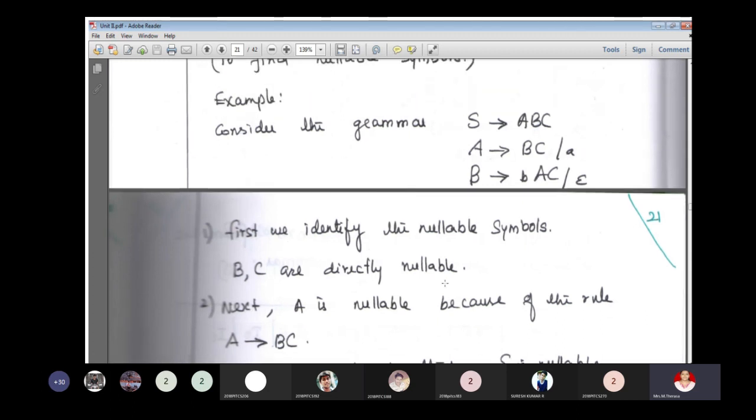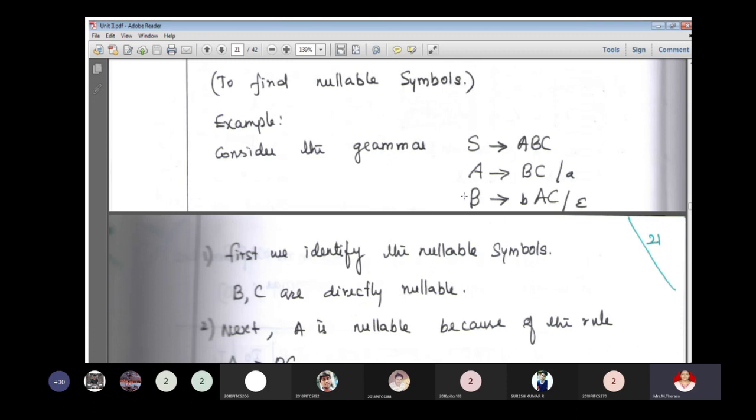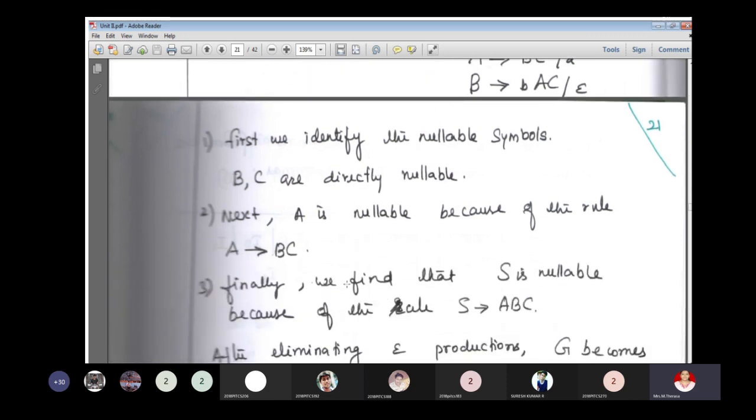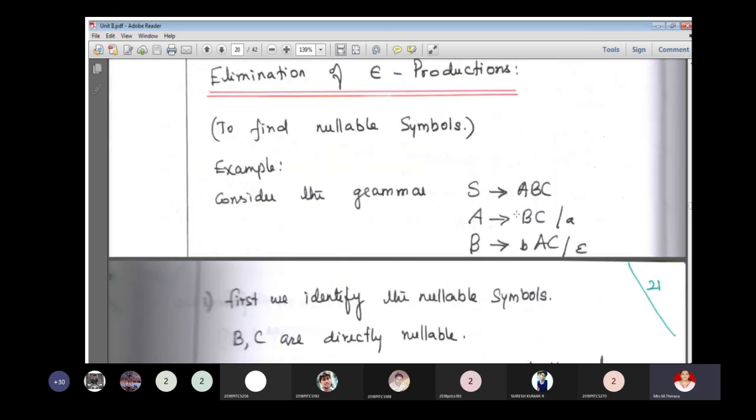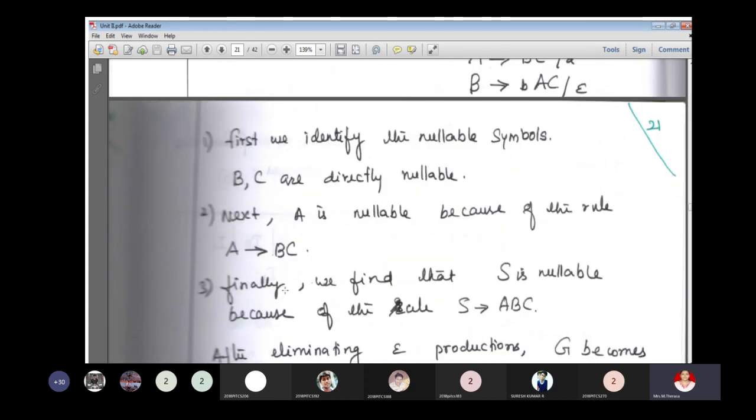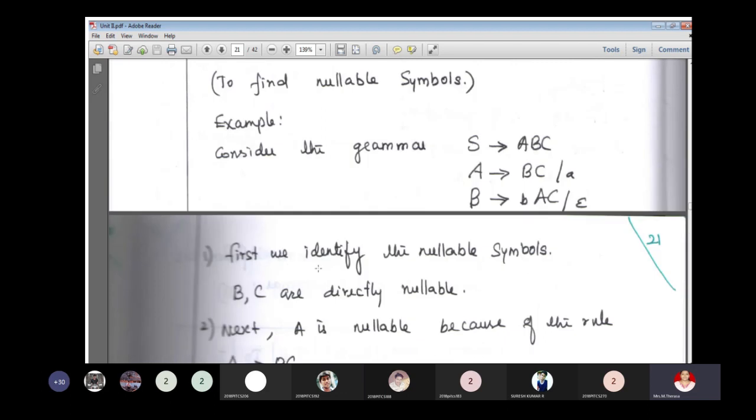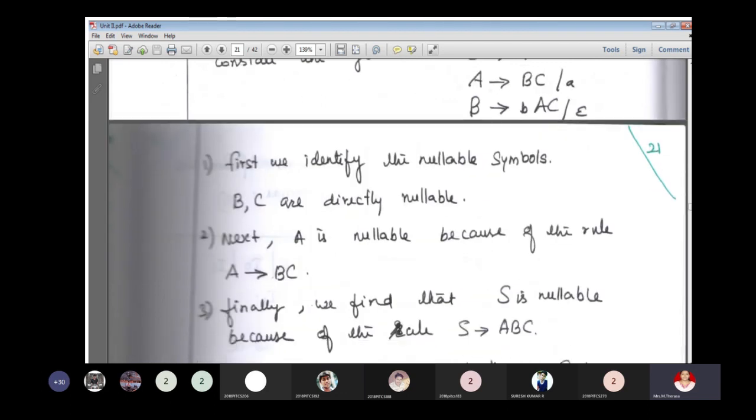Okay, B, C are directly nullable because B generates epsilon and C generates epsilon. So you can know that B and C are directly nullable. Next, A is also nullable because we have A tends to BC. So when you substitute B as epsilon, C as epsilon, what you get is A as epsilon. So A is also nullable. Finally, since you have S tends to ABC, what you can conclude is this S is also nullable.